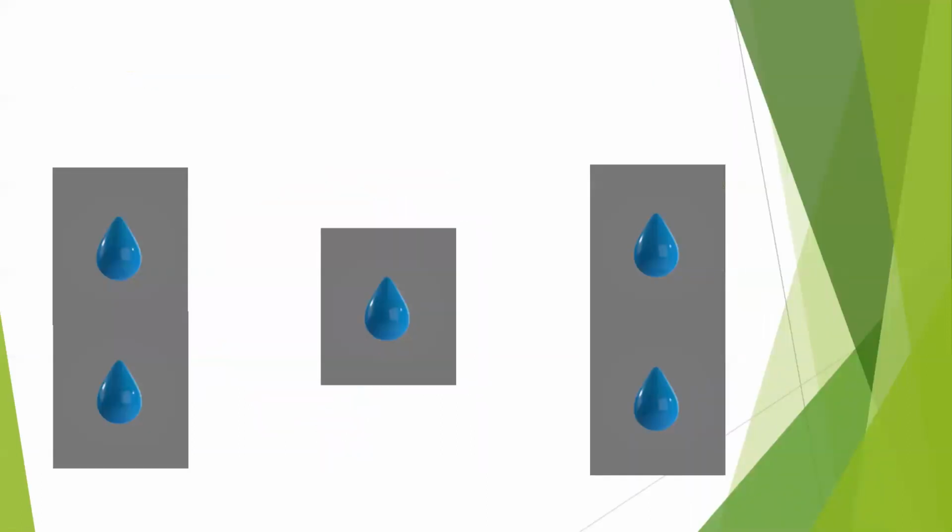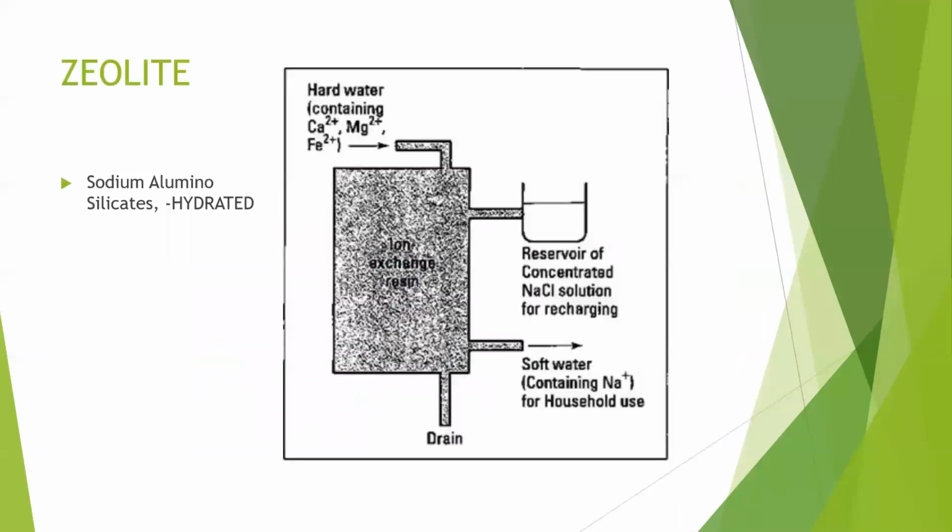So that's all for today. And in our next session, we will be studying the zeolite process, which will show how the hardness-causing calcium, magnesium, light and heavy metal cations can be removed from water.